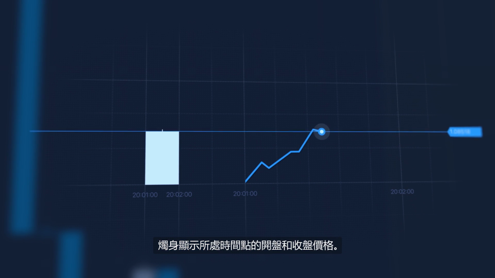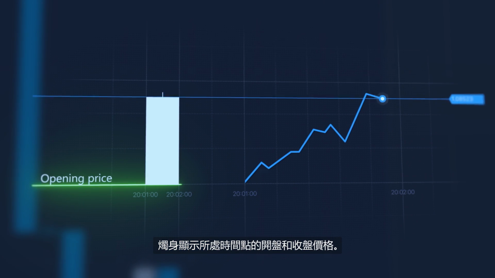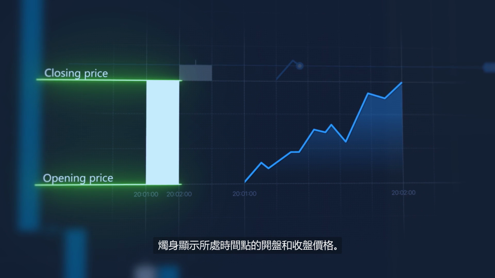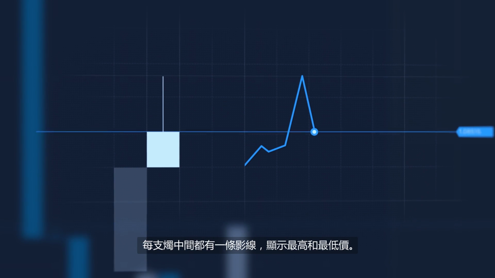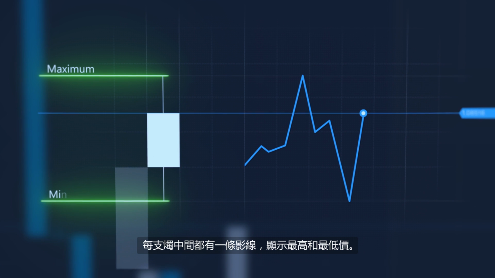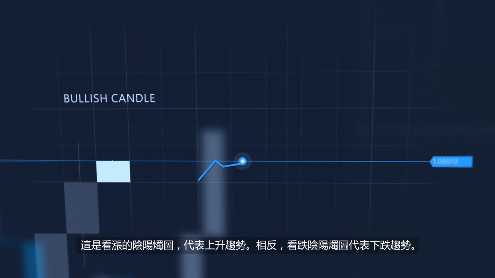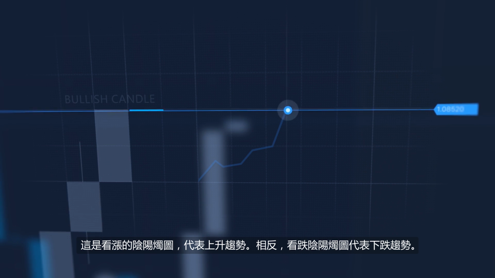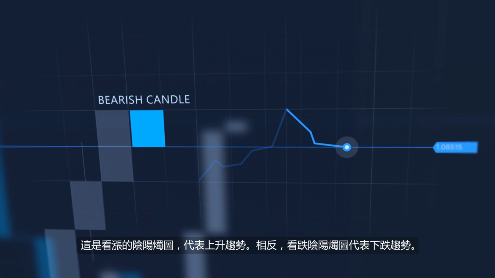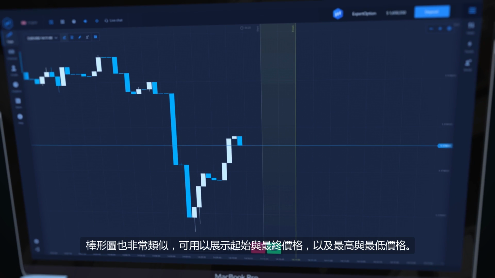A candle's body shows the opening and closing prices of the current time frame. Each candle also has a wick which shows the maximum and minimum prices. This is a bullish candle. It shows an uptrend. Bearish candles, on the contrary, show a downtrend.